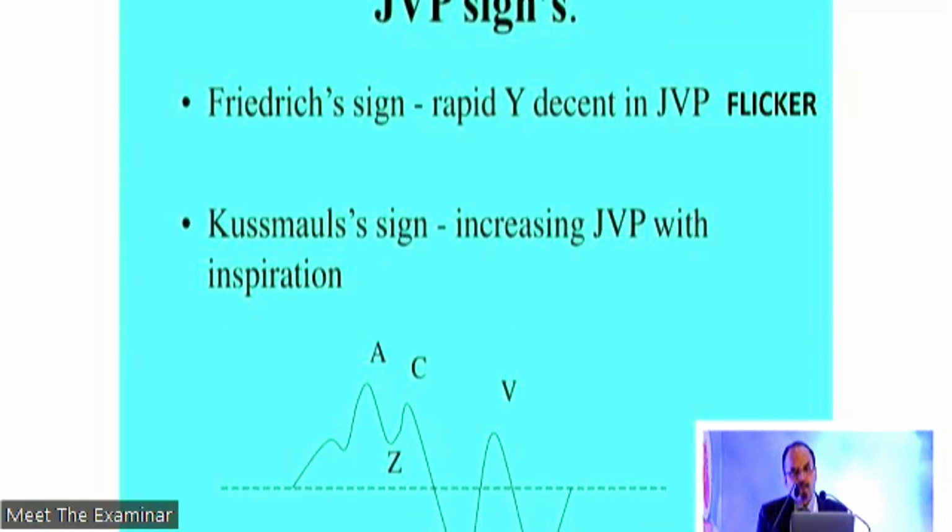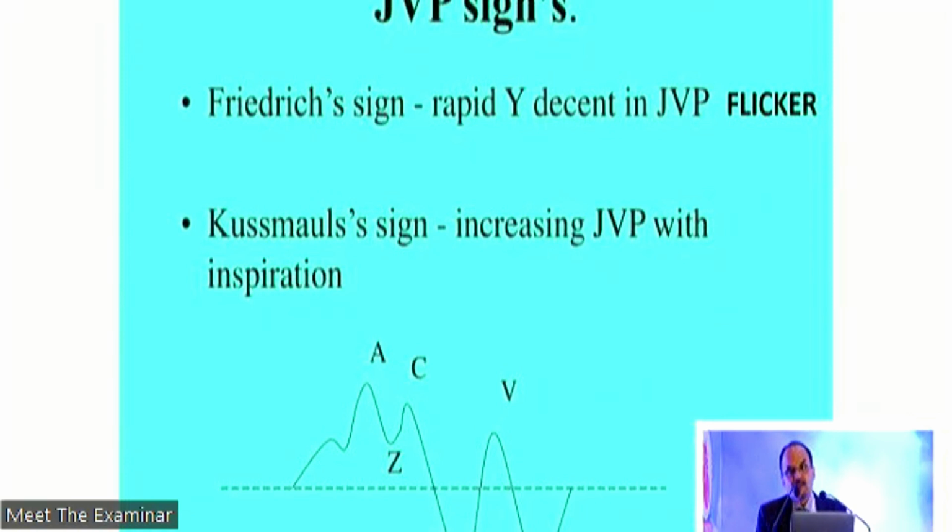Now, there is another important sign which is called the Friedreich sign. In constrictive pericarditis, we have a prominent A wave, a prominent X descent, and we also have a prominent Y descent. So if you have two prominent descents, then it is constrictive pericarditis. It is also important to remember that the Y descent is a very sharp descent, and it has been described as a flicker. And this flicker is what is called Friedreich's sign. That is something that some of the examiners may like to ask you.